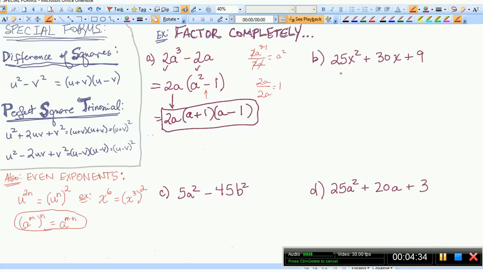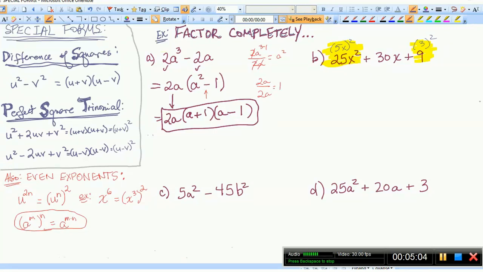Okay, so the next problem, let's take a look at this. We do have a beginning and end, right? We have perfect square factors, right? We have a perfect square here, right, and right on top, and 9, right, is a perfect square. So 25 is what? 5. And we can put the x in there too. 5x is being squared here, and 3 is being squared here.